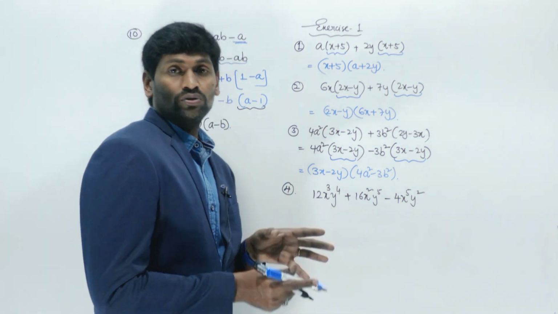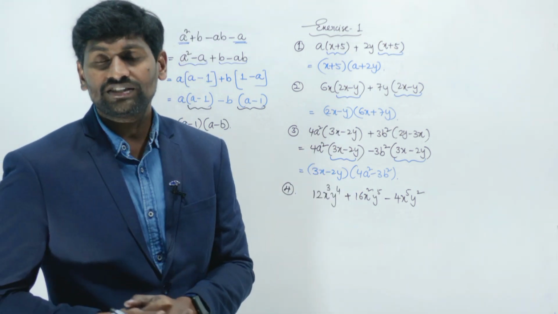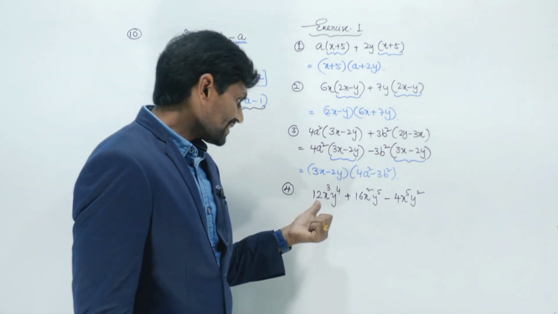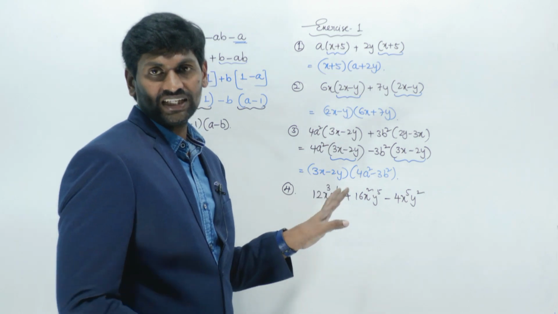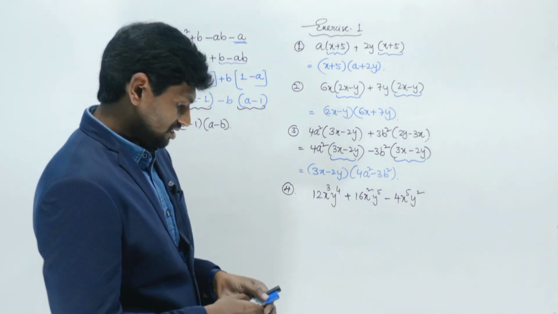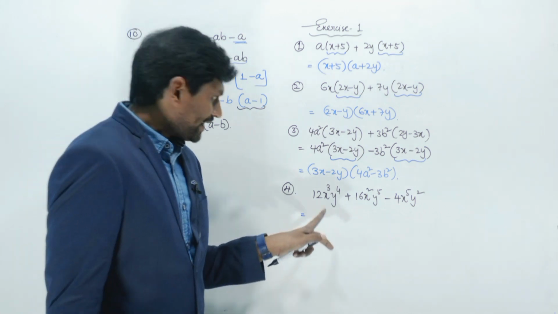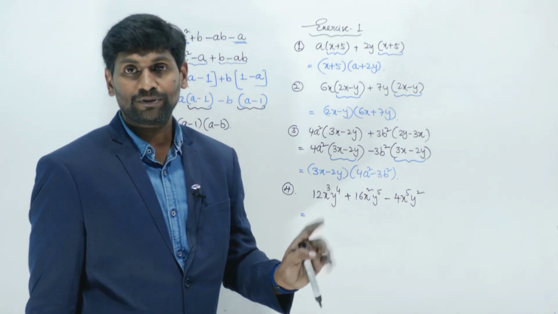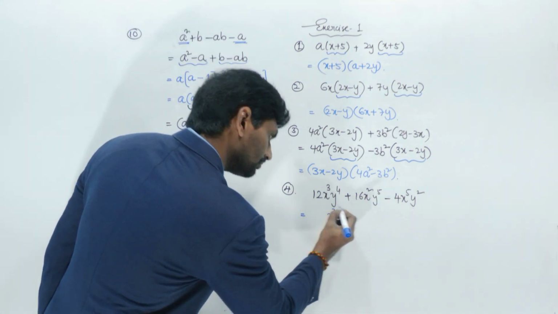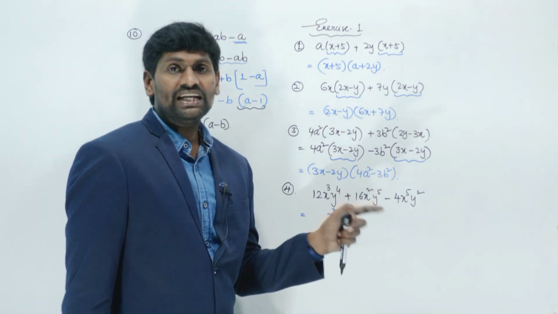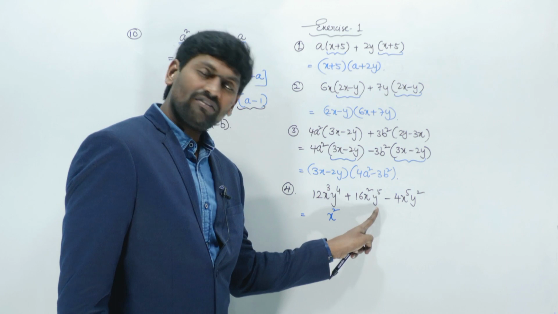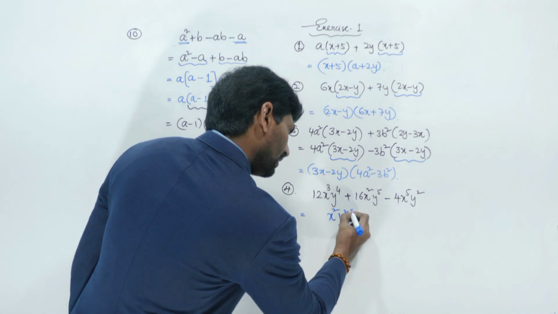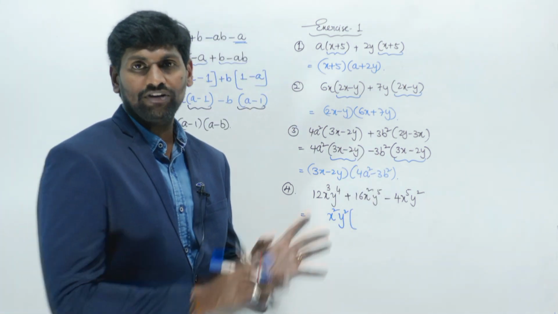Now to identify the common factor, just take out the least factor. That means the least exponent first. What is the least exponent here? Let us take the least exponent from variable x. Here we have x cube, x square, x power 5. Among them, what is the least power? x square. Now from variable y: y power 4, y power 5, y square. The least power is y square. Take y square as common. So the variables I have taken.